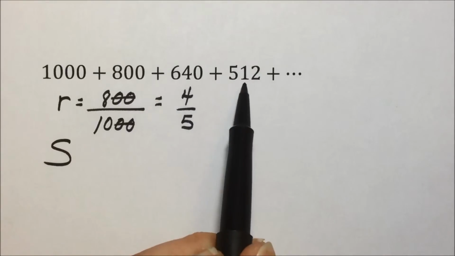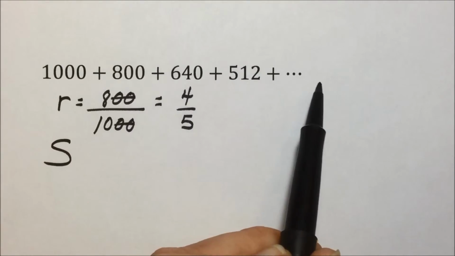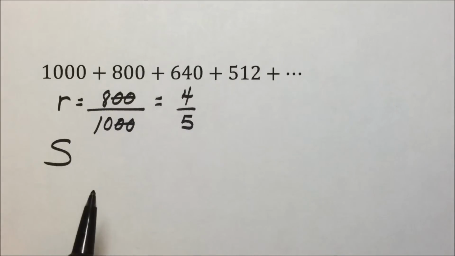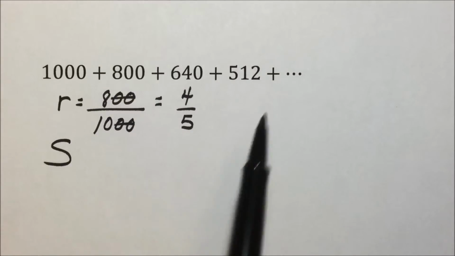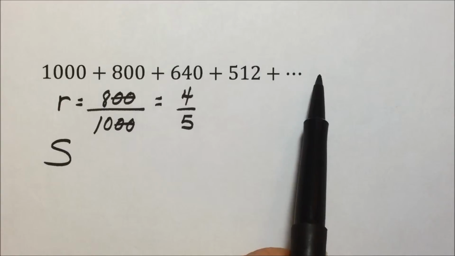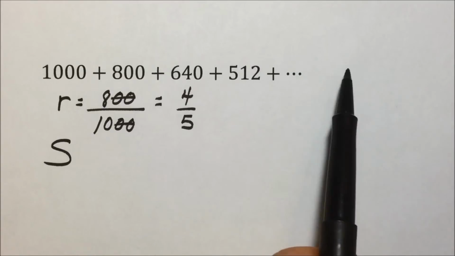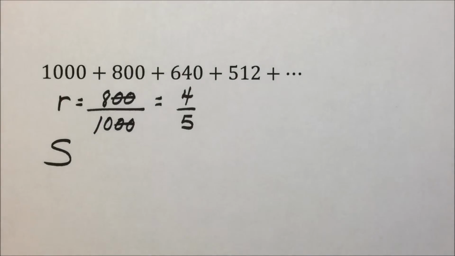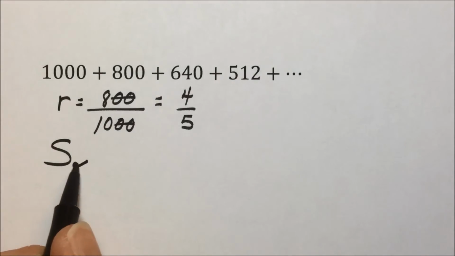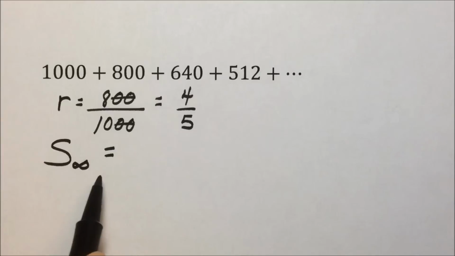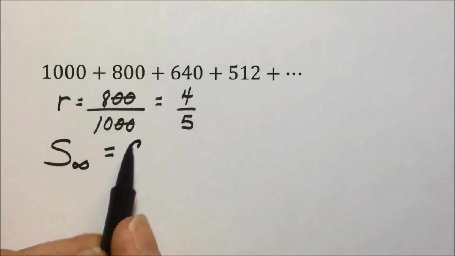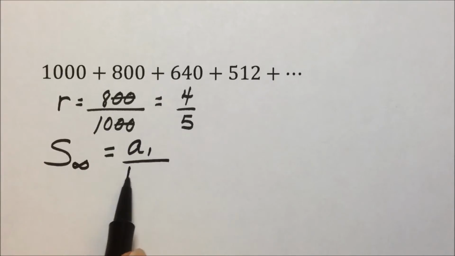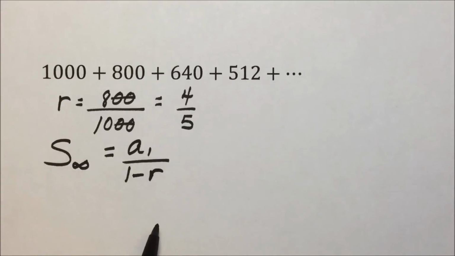And as you can see, these numbers are getting smaller and smaller. They're large, so our sum will be large. But at some point, we will be adding a series of essentially zeros, which will not change our sum. That's what allows us to find the sum of this infinite geometric series, found by taking the first term over 1 minus the common ratio.